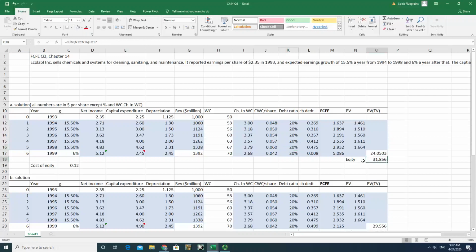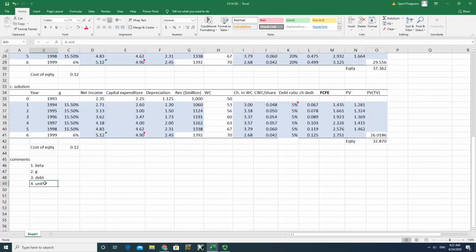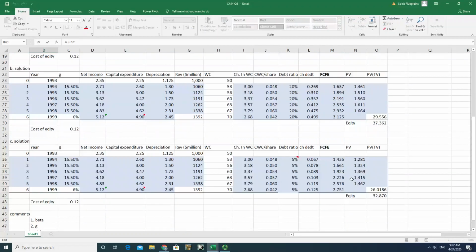So you will know that this is a stock price, not the total equity value, and this is in US dollar per share. Everything is on a per share basis. Some people make the mistake of mixing up per share numbers versus total numbers. And here, we need to pay attention to the unit, the measure of net income, capital expenditures, and so forth.